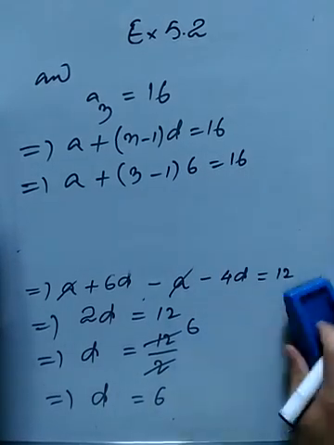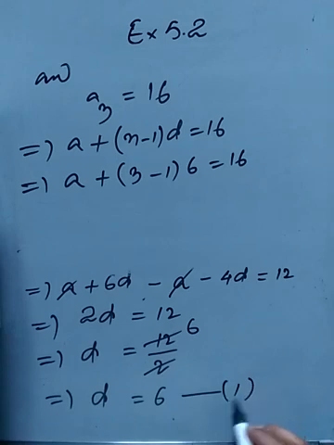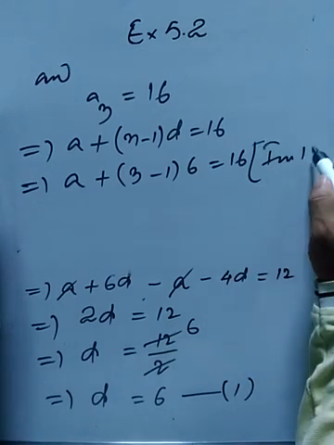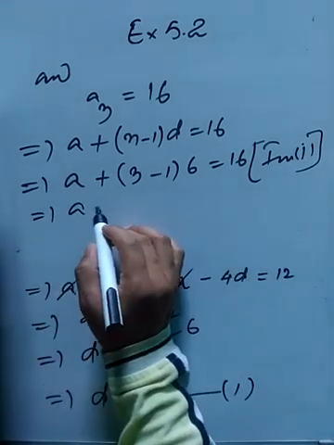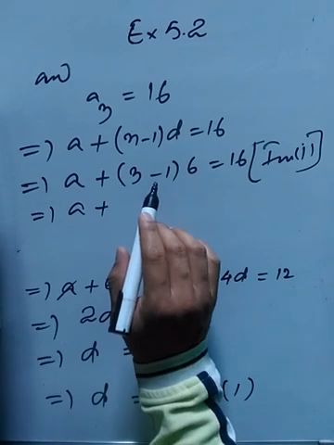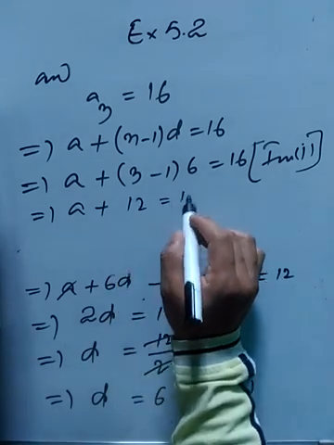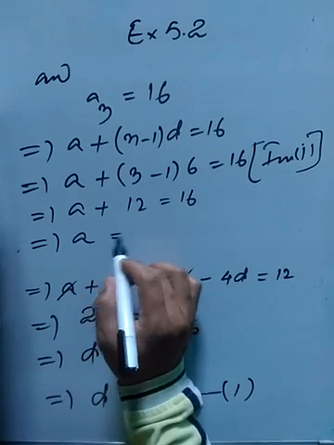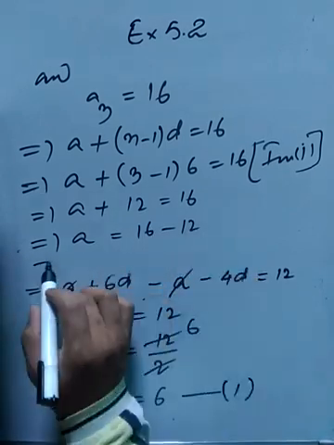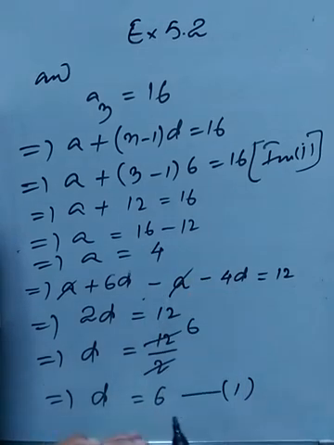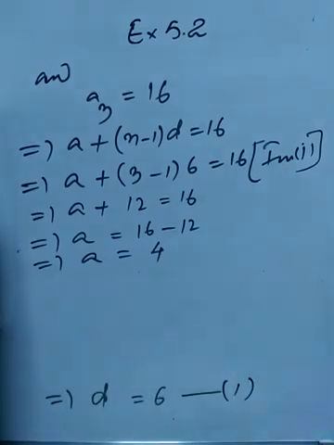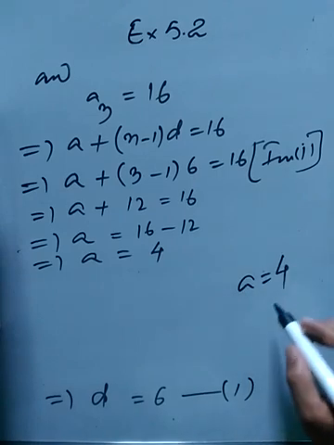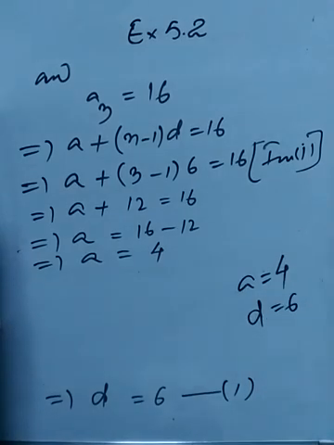Okay, so I'll just make it like this. Here I'll give equation 1, and you can just write here from 1. So a plus 3 minus 1 will give 2, 2 into 6 is 12, so the value of a will be 16 minus 12, that means a is 4. Now the value of a is 4 and d is 6.